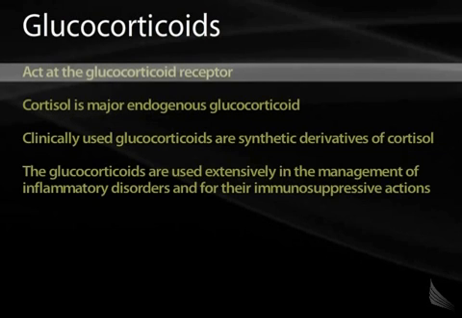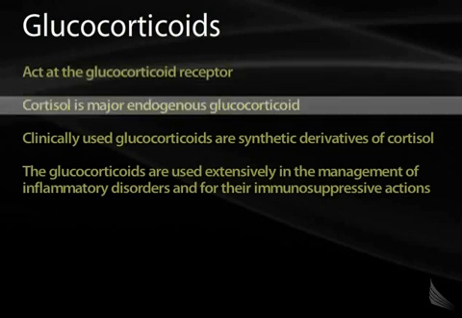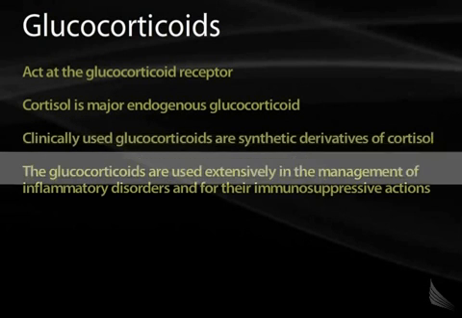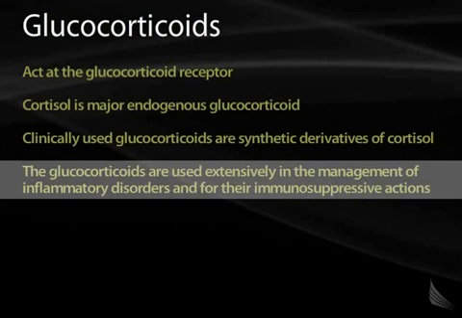Glucocorticoids work at the glucocorticoid receptor, which is the nuclear receptor inside the cell. Cortisol, or hydrocortisone, is the major endogenous glucocorticoid, and it's clinically used for many different applications. Clinically used glucocorticoids often are synthetic derivatives of cortisol, and these glucocorticoids are used extensively in the management of inflammatory diseases. These medications are immunosuppressants.